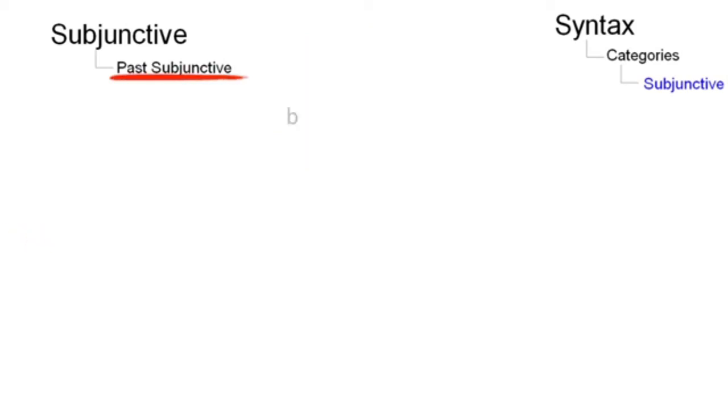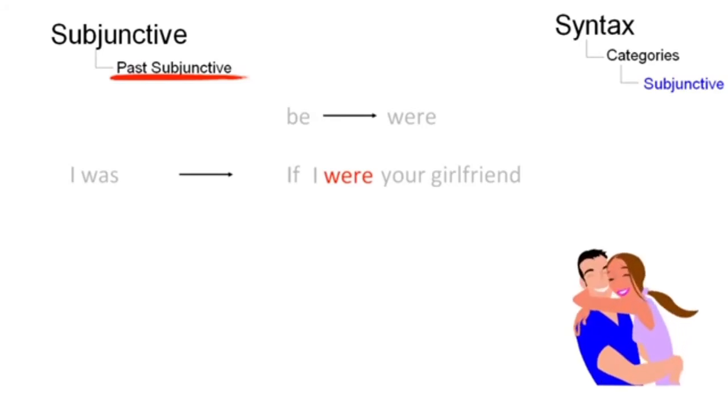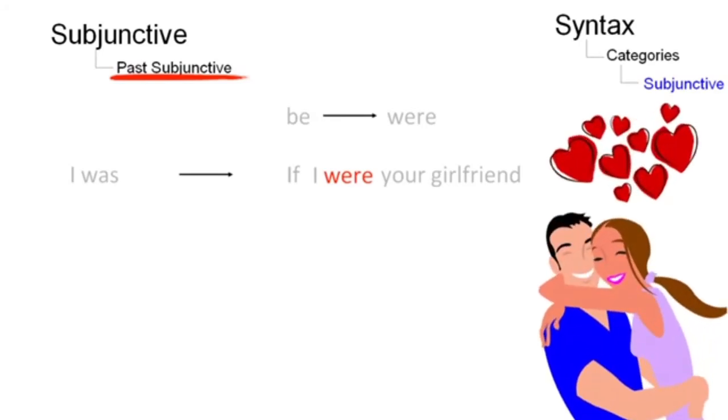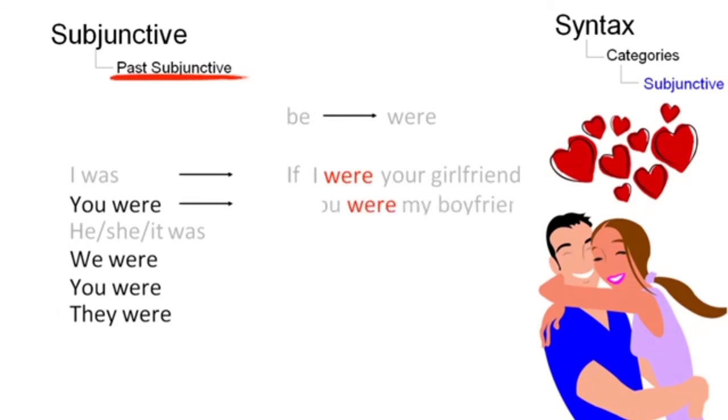Since the past subjunctive of be is were, I was changes to I were, as in if I were your girlfriend. The same is true for he, she, it, whereas the subjunctive of the other personal pronouns are unnoticeable. Here you can only recognize the subjunctive from the context.